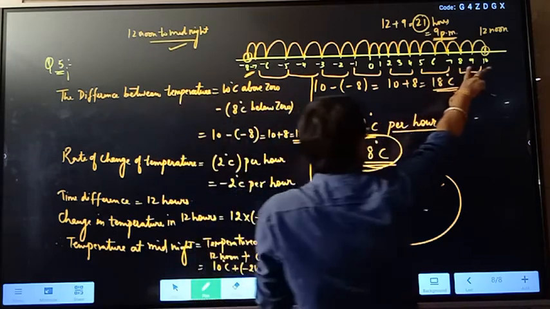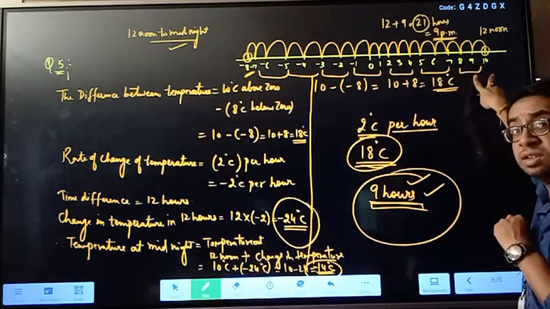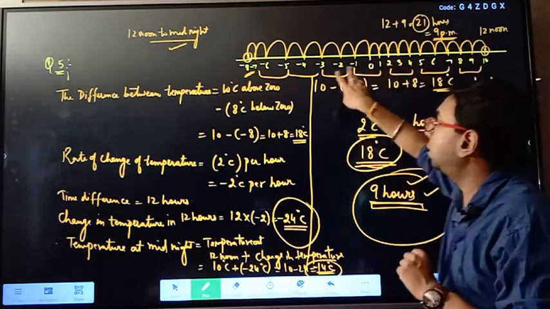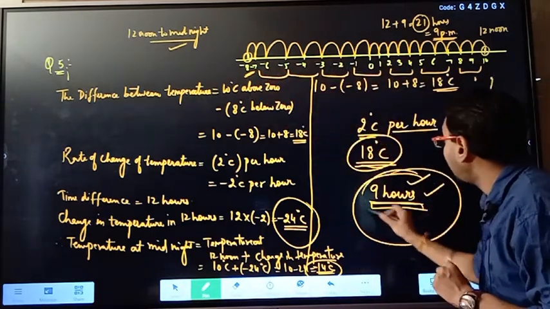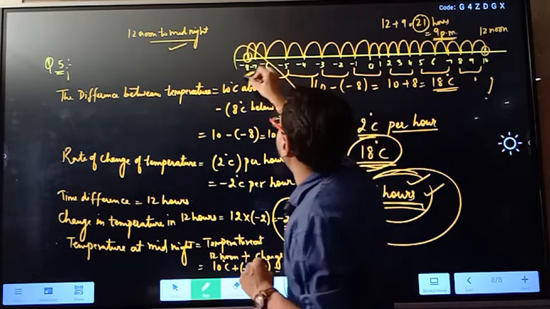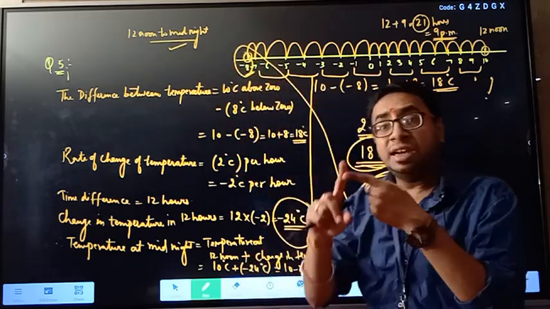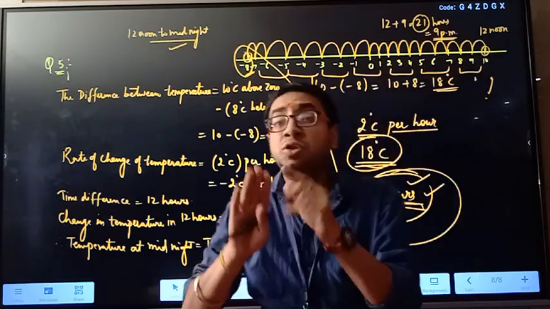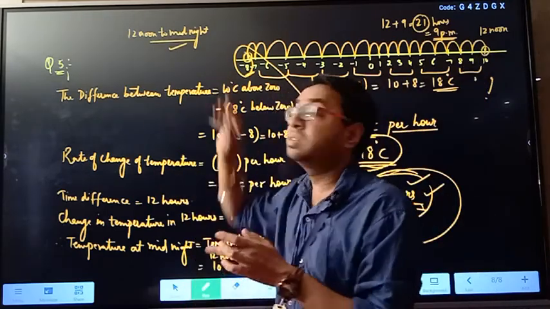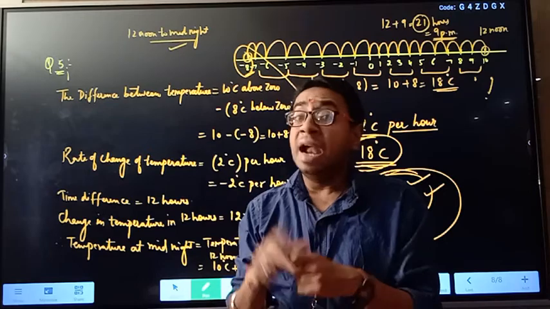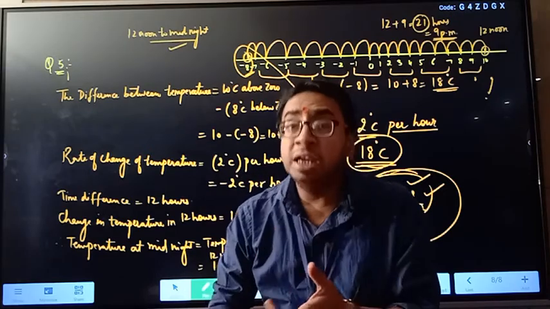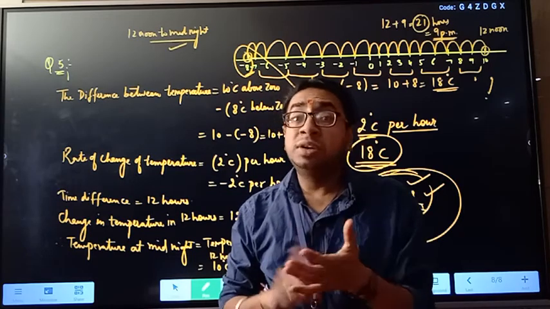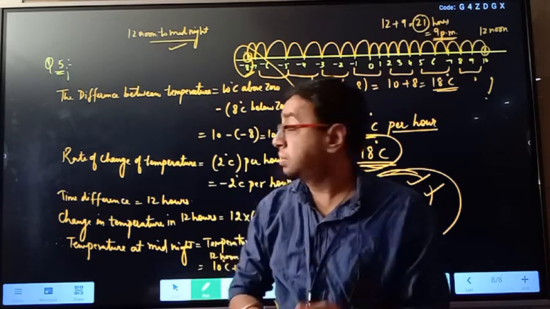So if we see, 2 degrees Celsius is decreasing per hour. So in 1 hour, second hour, third hour, 4 hour, it means after 9 hours the temperature would reach -8. Right now it is 12 noon, which means 10 degrees Celsius. So after 9 hours it would be -8 degrees Celsius, because the temperature is decreasing 2 degrees per hour. Clear? So 9 p.m. the temperature would be -8.